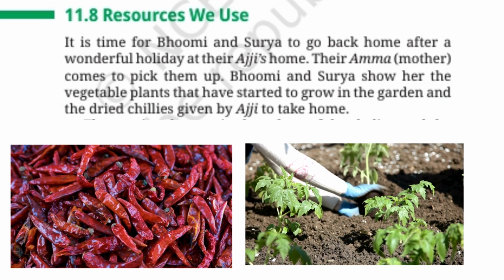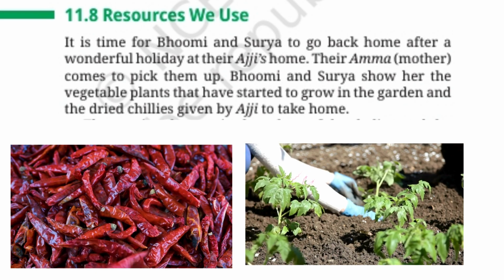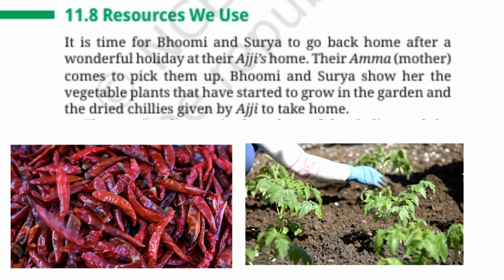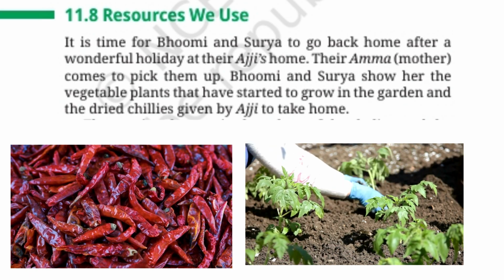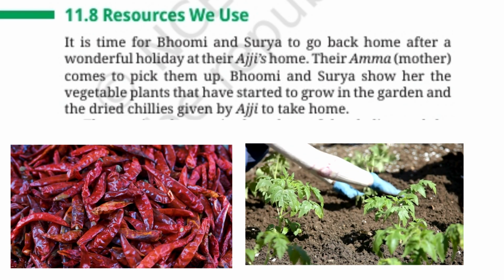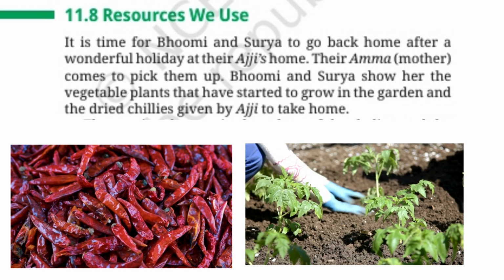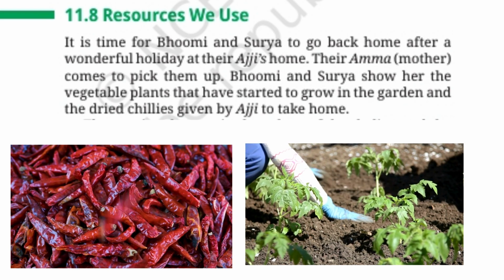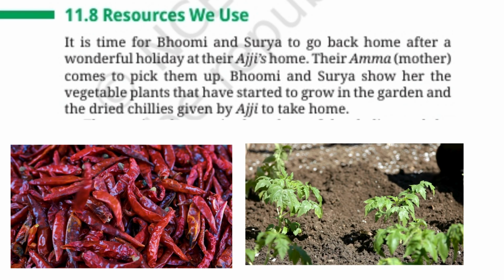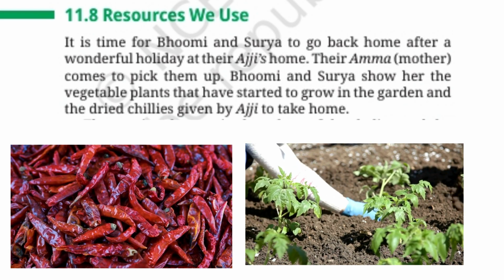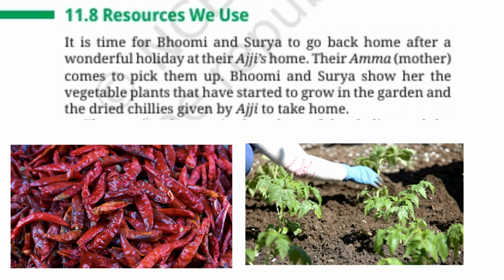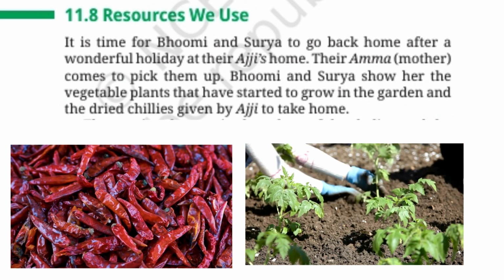Next, resources we use. It's time for Bhumi and Surya to go back home after a wonderful holiday at their Aji's home. They spent most of the time at Aji's home. Their Amma, that is their mother, comes to pick them up. Bhumi and Surya show her the vegetable plants that have started to grow in the garden, and dried chilies given by Aji to take home. They learned how to grow vegetables in the garden.